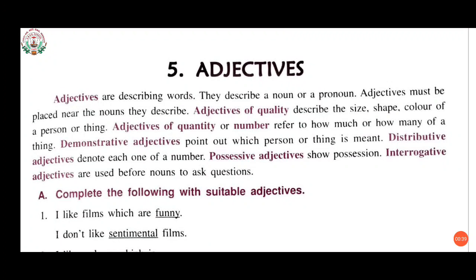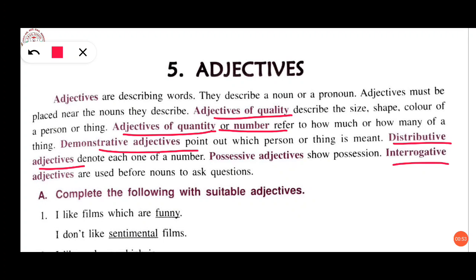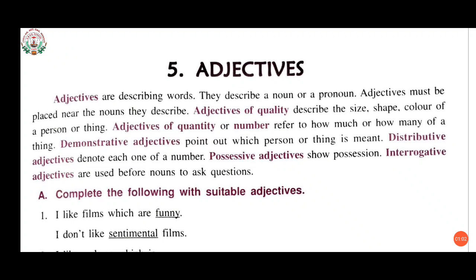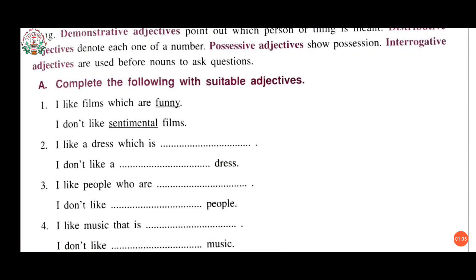The types of adjectives we went through yesterday are adjectives of quality, adjectives of quantity, adjectives of number, demonstrative adjectives, distributive adjectives, interrogative adjectives, and possessive adjectives. So based on all these adjectives, we have the questions. The first question is: complete the following with suitable adjectives.